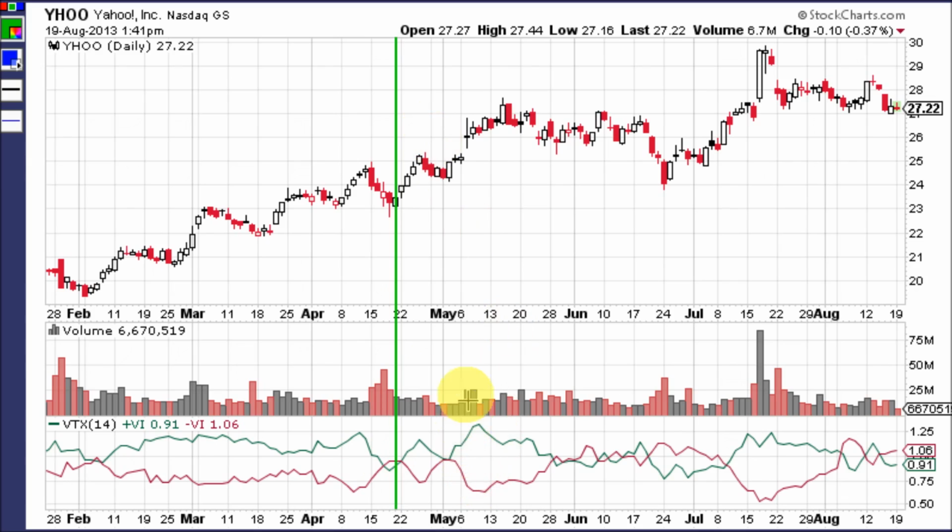Okay, then it breaks out to new highs. It comes down and touches the 1.0 line, and then on really big volume, the biggest in over a month, the plus VI takes off vertically to new highs as the stock breaks out to new highs above all old levels of resistance. Okay, then it does a consolidation.